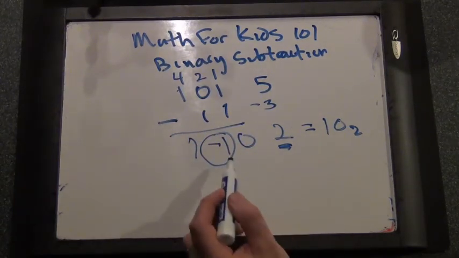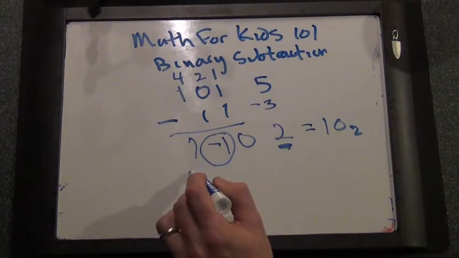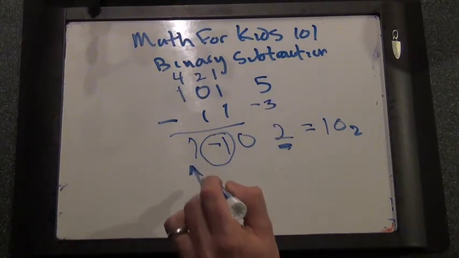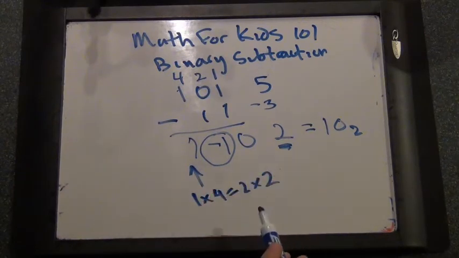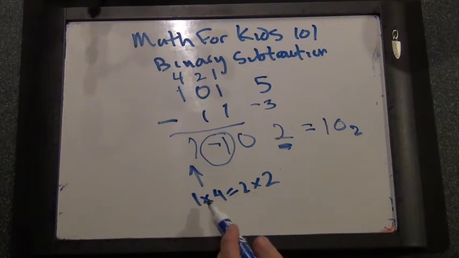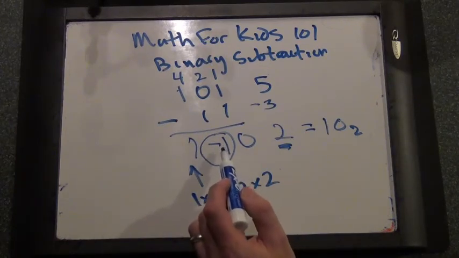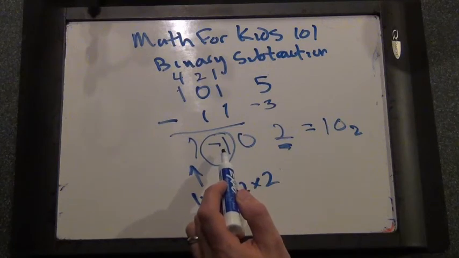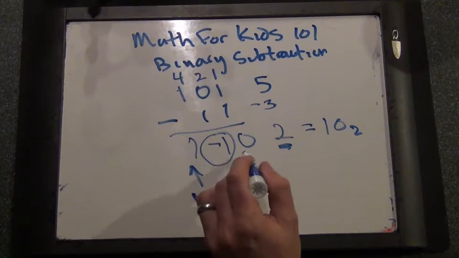And what we have to do is fill in the hole. We have to turn the 4 into 2s. How many 2s go into 4? This is 1 times 4, which is the same as 2 times 2. So we take our 4, we turn it into two 2s, and we do 2 minus one 2, which is one 2. So this is the same as 10.